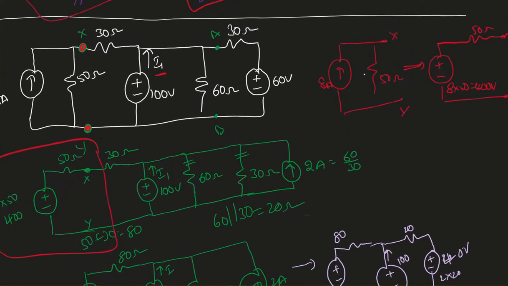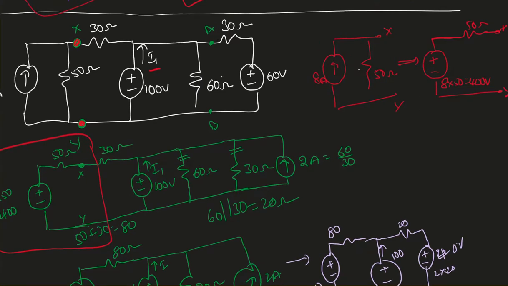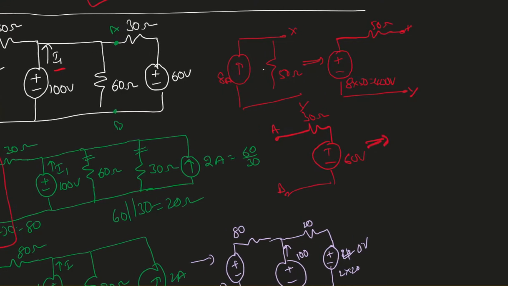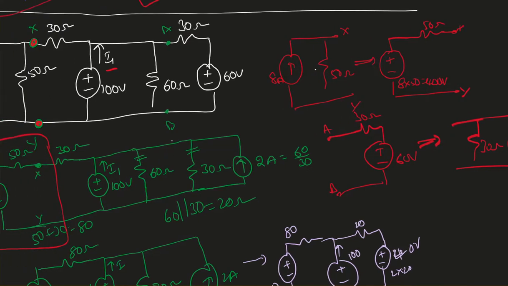Okay. At the same time, another thing I did, I converted this voltage source in series with a resistor into a current source in parallel with a resistor. So I have 30 ohm, 60 volt, terminal A and terminal B. When I convert this, it's going to be 30 ohm and 2 ampere. 60 divided by 30, that will give you 2 ampere. Okay, so I connect it back between the same terminals A and B.